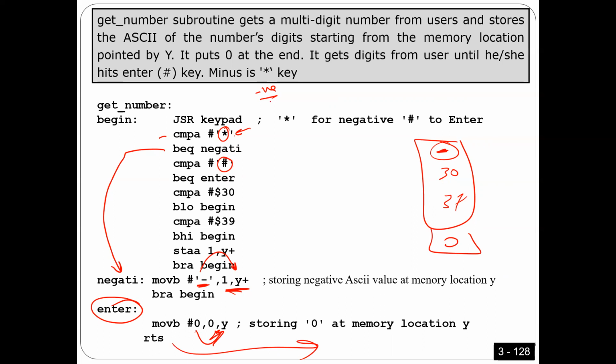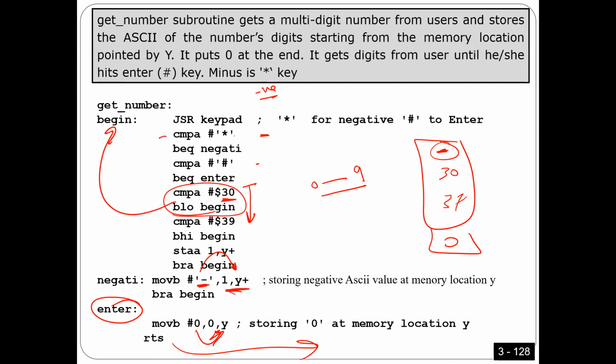If it is not negative and it is not enter, I'm going to come to here. All I'm going to do here is make sure the number is between 0 and 9. As you see here, guys, I'm going to compare to 30. If the number is less than 30, it means it's a wrong number, so I'm not going to store it. Please go to beginning again to get another number.